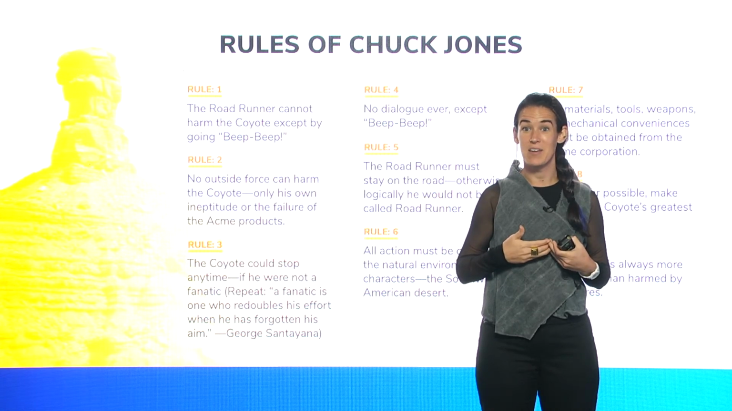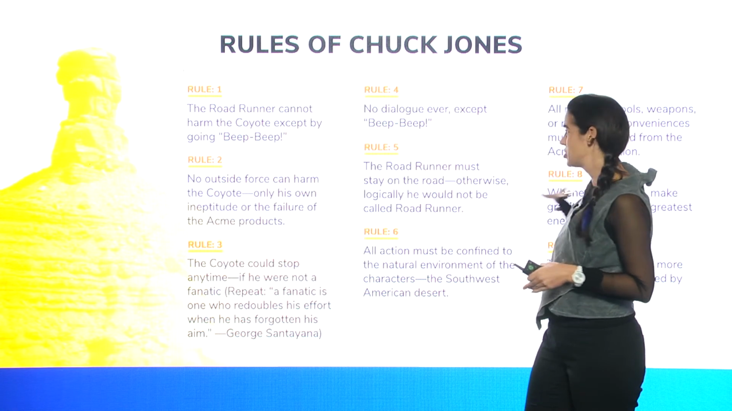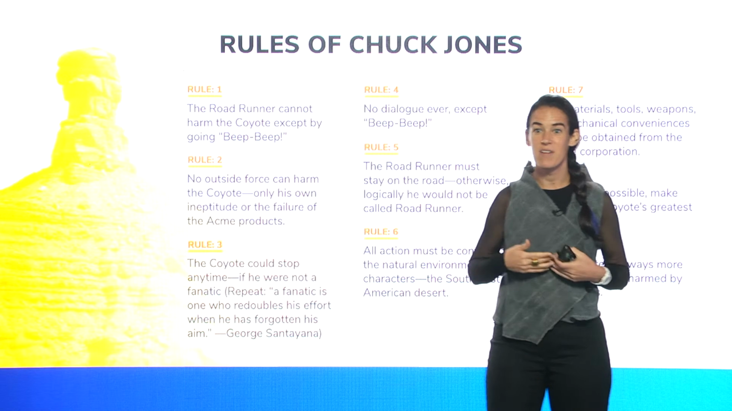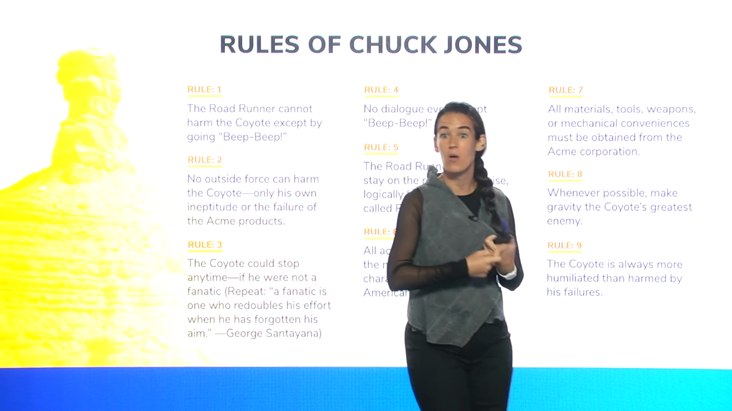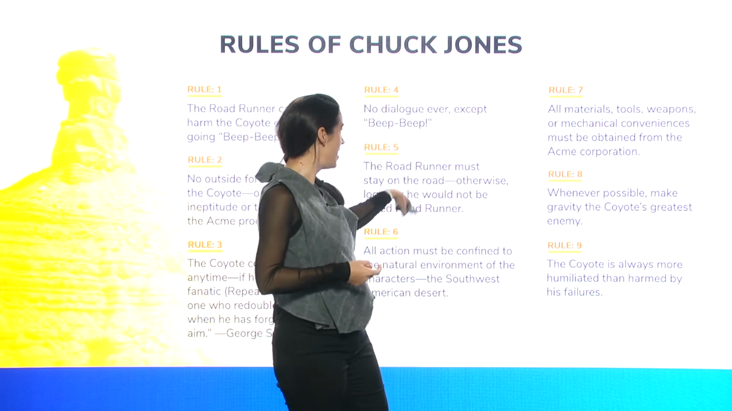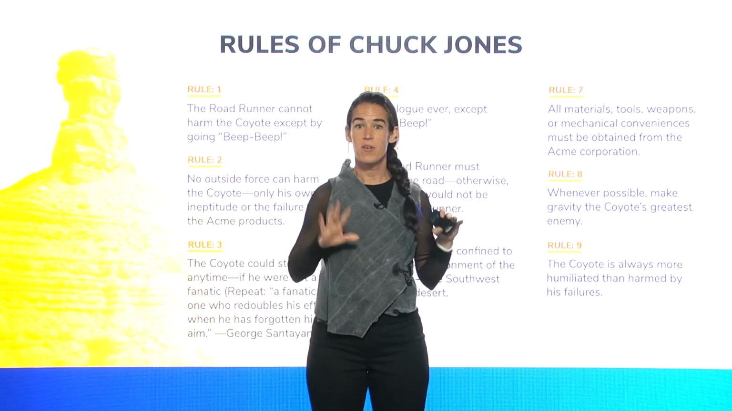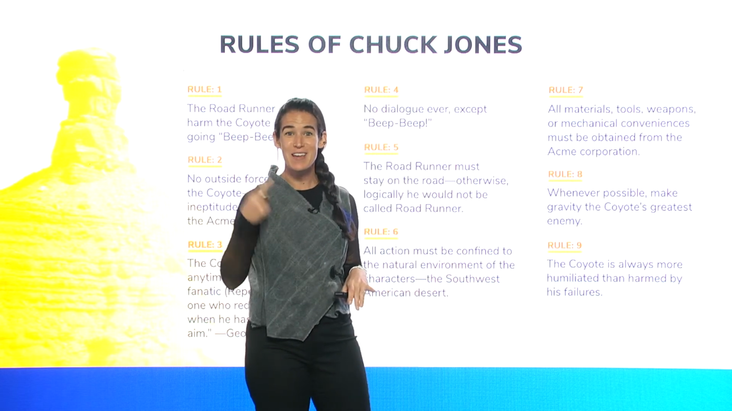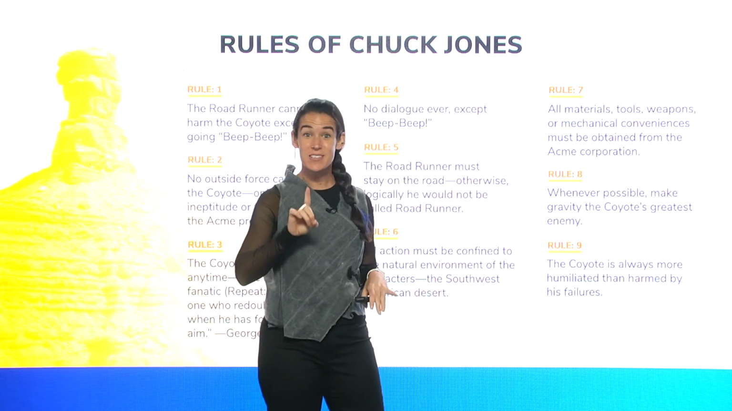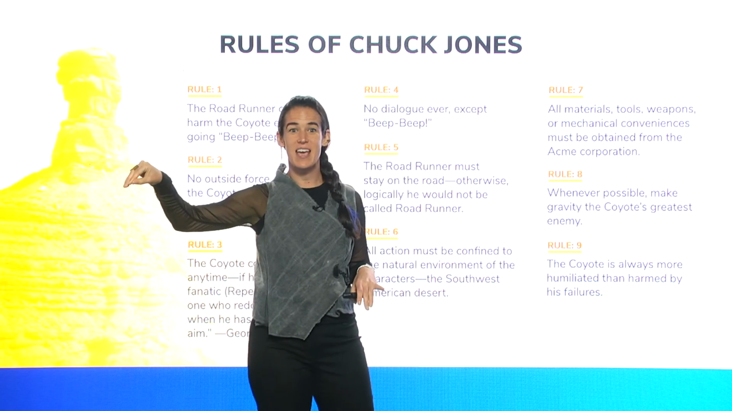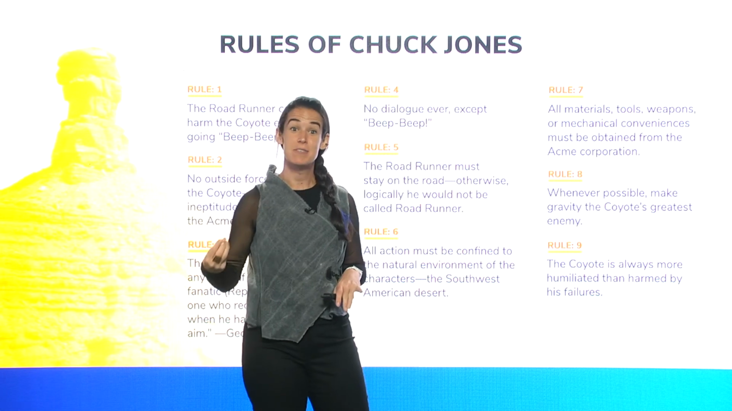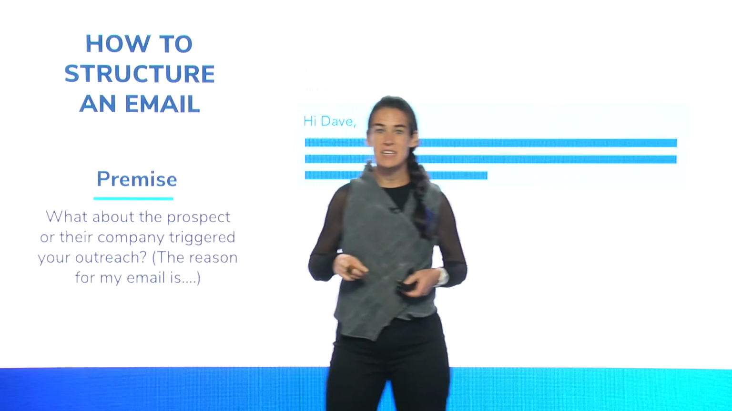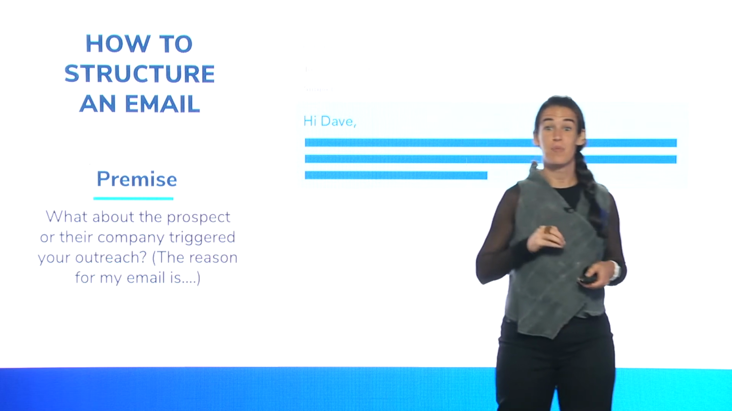So I do the exact same thing for emailing. The 9 rules that Chuck Jones gave are up on the board. I hope that you've downloaded the deck and you can read them right in front of you. But some of my favorites are the Wile E. Coyote is always humiliated more than harmed. Rule number 9, I believe. And rule number 8, whenever possible, you should make Wile E. Coyote's biggest enemy gravity. So whenever I think of Wile E. Coyote in those episodes, the first thing I think of is him walking off of that canyon and then falling down because of gravity. That was his biggest enemy. But Chuck Jones didn't write that episode. Someone else did.